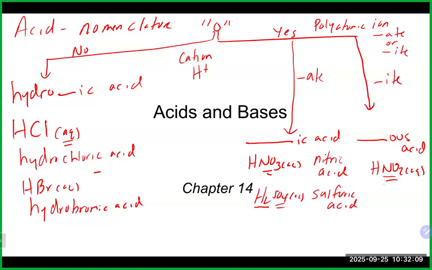NO2 is nitrite. That would be nitrous acid. Same thing if you did H2SO3. That is sulfite, SO3 2 minus, so it'll be sulfurous acid.